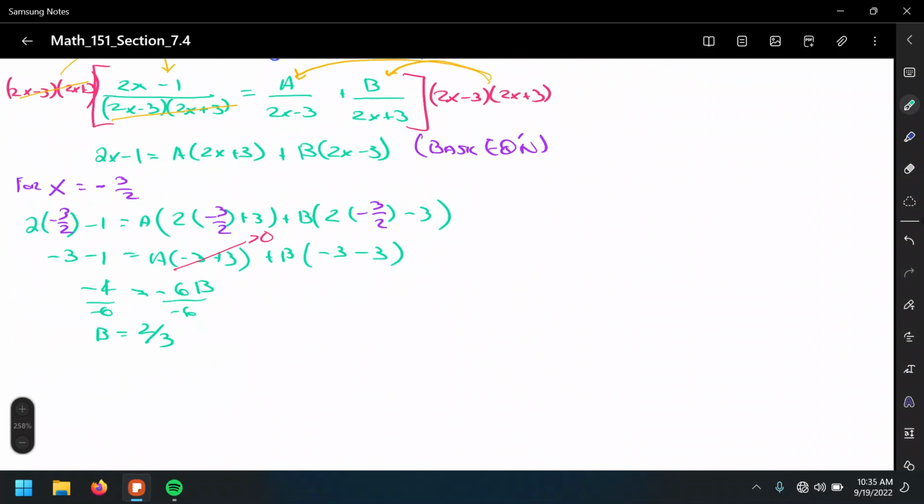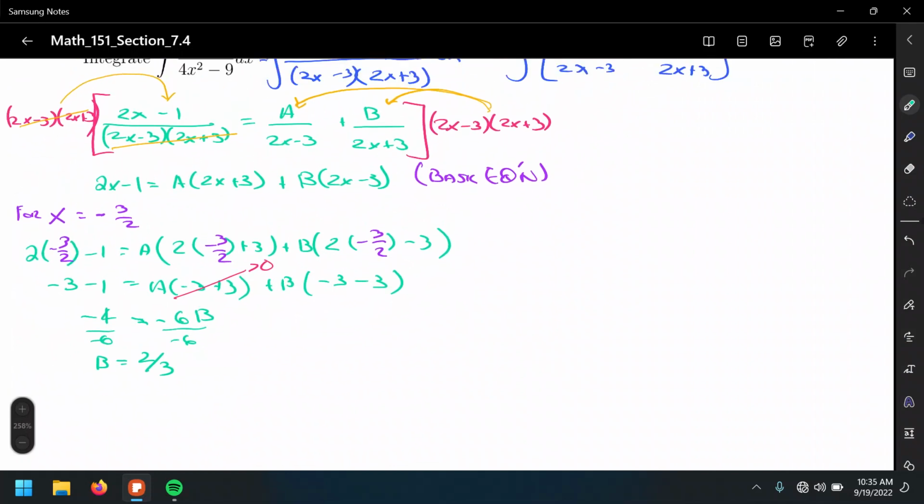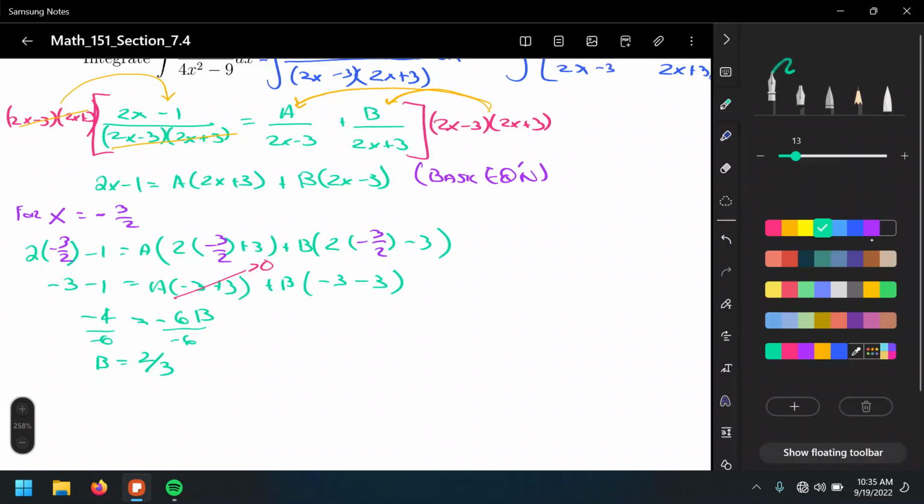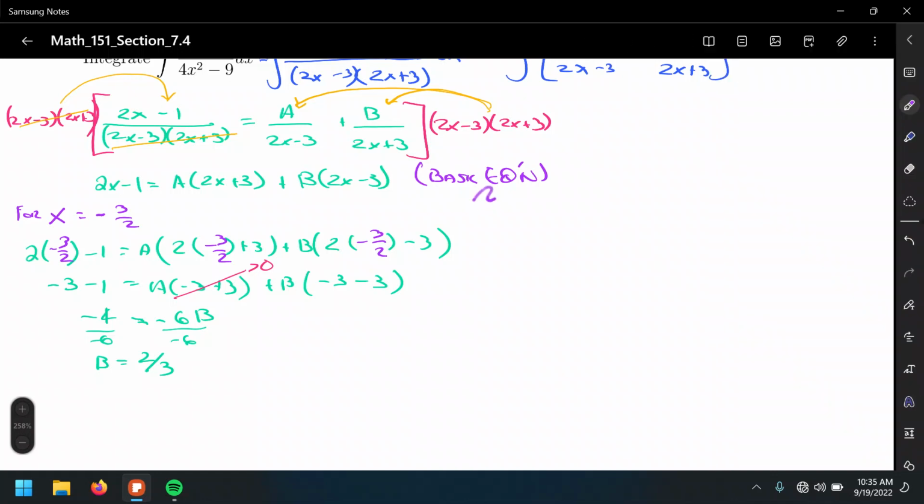Okay, can we think of another clever number that we can zero out the other term? So we already used x equals to negative 3/2 to zero out the first term on the right hand side so we can find the value of b. How can we find the value of a? What value of x can we use? The positive, its counterpart, right? So for x equals to 3 over 2.